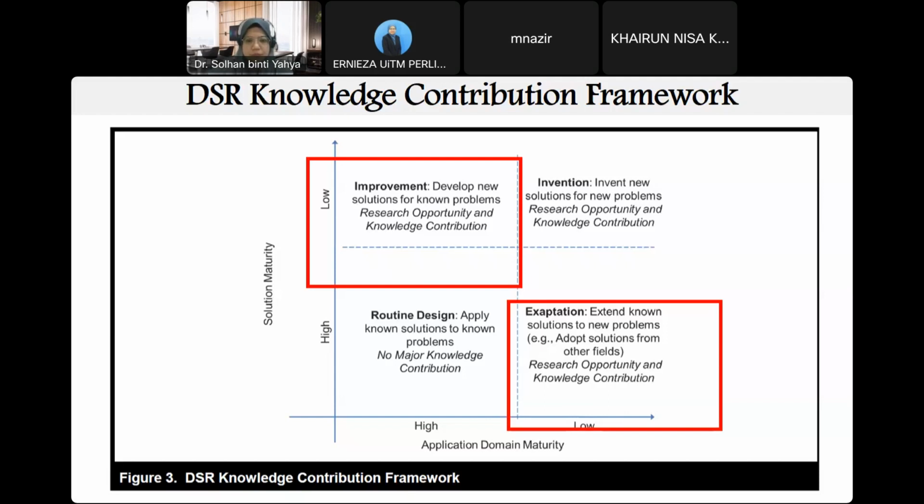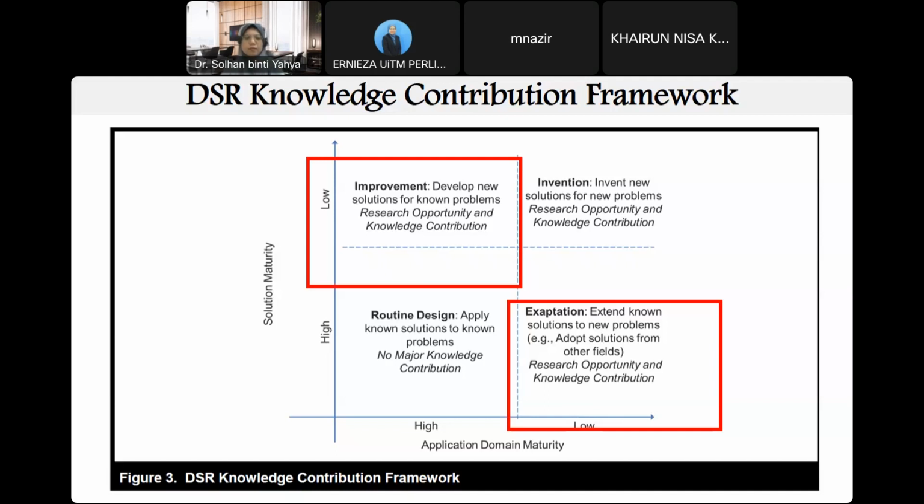And this is to make sure the PhD and master merit is obvious. So another quadrant is acceptation, where they extend a known solution to a new problem. For example, you are in the database field, but the known solution does not exist in the database problem, and then you come up with the extended solution that applies to the new field. This is what we call acceptation.